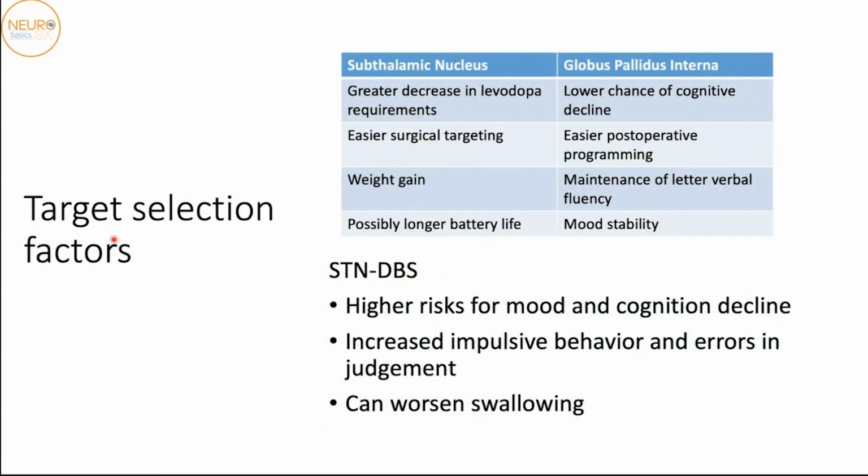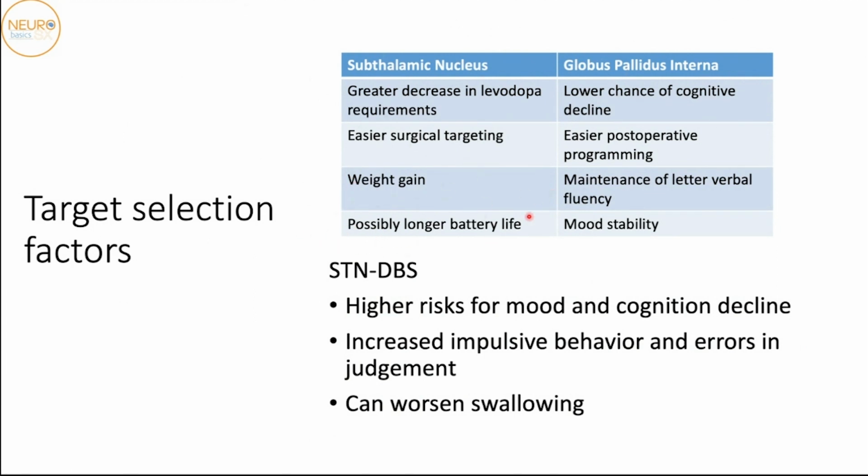Right. As we've discussed, there are two important targets when it comes to DBS, the STN and the GPi. There are reasons to choose one or the other. More commonly, STN DBS is being chosen these days, but there are reasons when you would want to choose GPi. As you've seen, if you use STN, overall it will reduce levodopa requirements over time. It is easier to target surgically the STN rather than GPi. We will see soon as to why. But targeting the STN can also cause some weight gain.